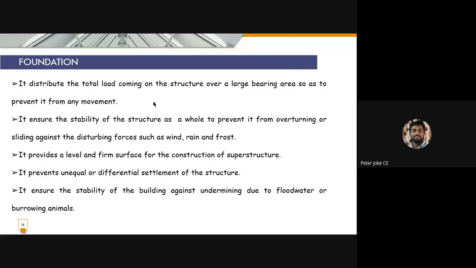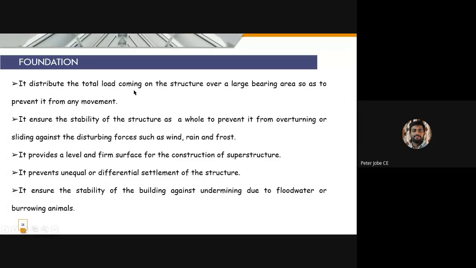You might have noticed that in some buildings there will be cracks happening on walls, very large gaps. If you notice the foundation, you'll understand that the foundation might have settled there. That settlement will cause a crack on the walls. So it is necessary to ensure that the foundation is capable of taking that load. So that's the first thing.